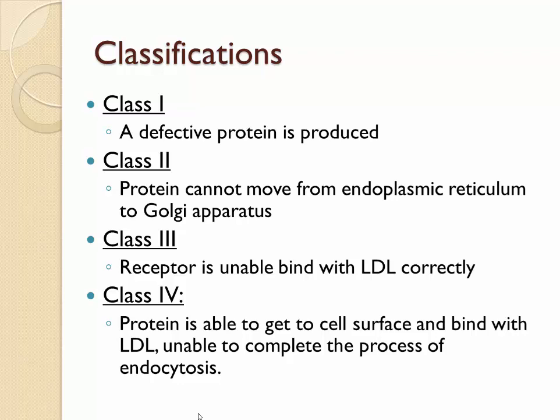Okay, so the receptor is unable to bind with the LDL correctly. And if we don't bind well with the LDL, then we can't move the cholesterol out of the bloodstream itself and into the cell. And that would be a class 4. So the protein can get to the cell surface, it binds with the LDL, but in this defect, it can't complete its process of endocytosis, which is to get rid of the cholesterol.